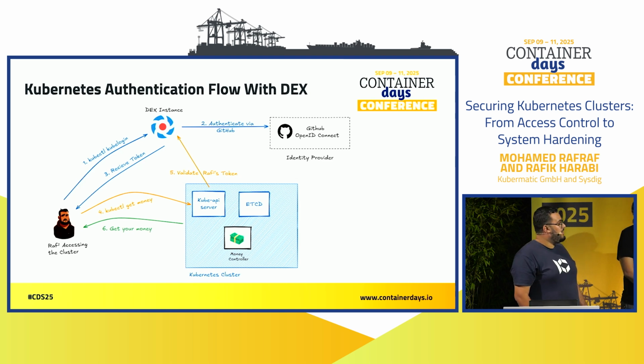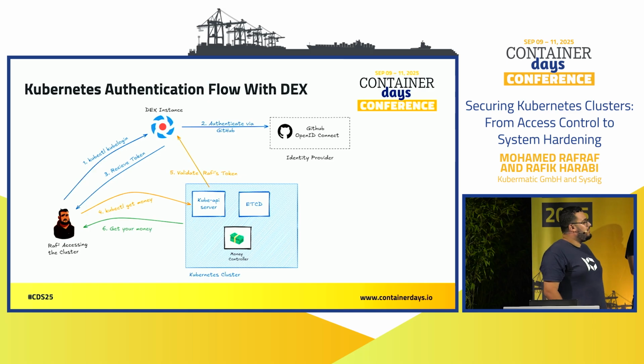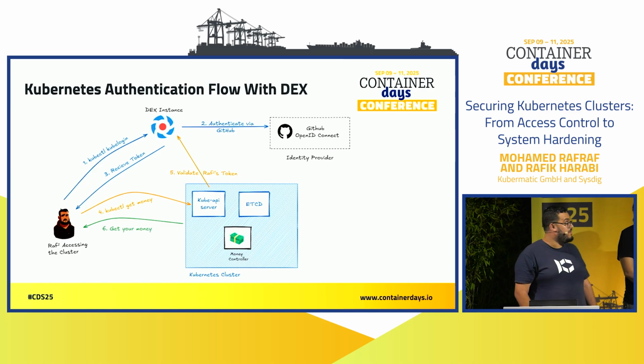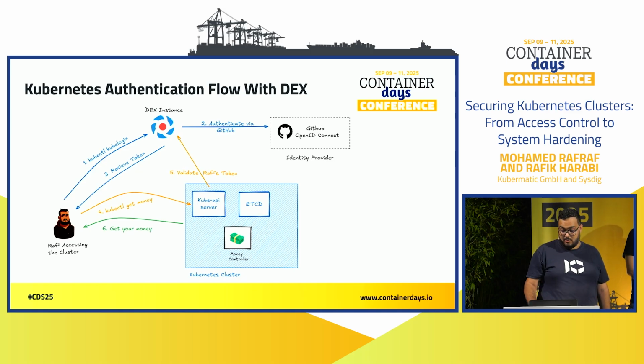So when I try, for example, to run kubectl get pods, the API server will try to validate my token. If Dex validated it, I can do whatever I want based on my permissions. Otherwise, I will get rejected.